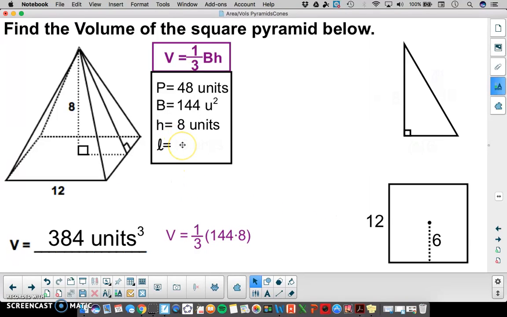We didn't need the slant height of 10 units, but we could have easily found it using our height triangle. We were given the height of 8, and we found the apothem of 6, and we could have done the Pythagorean theorem to find that slant height of 10.